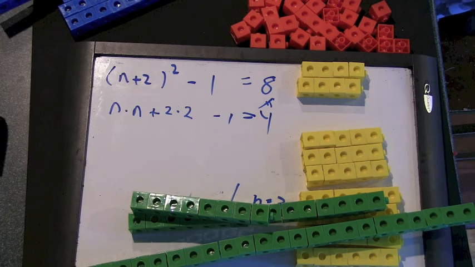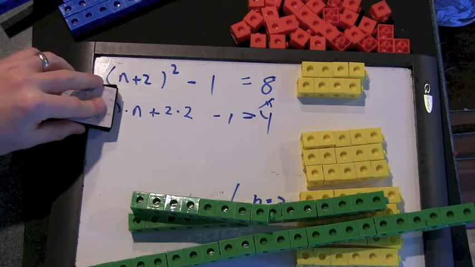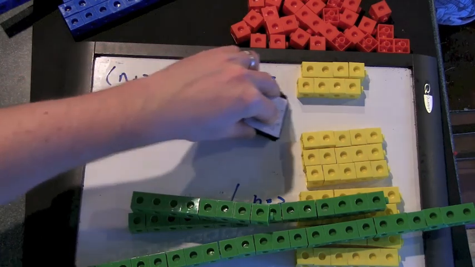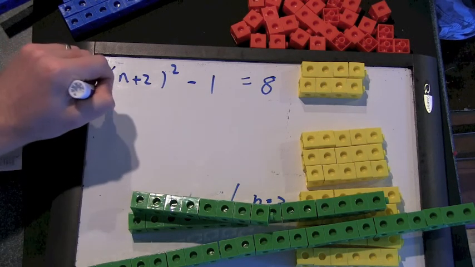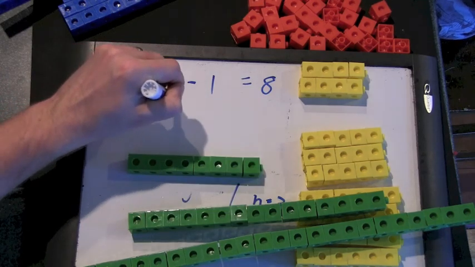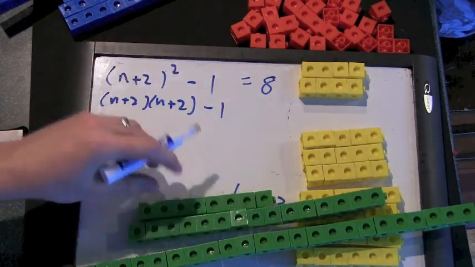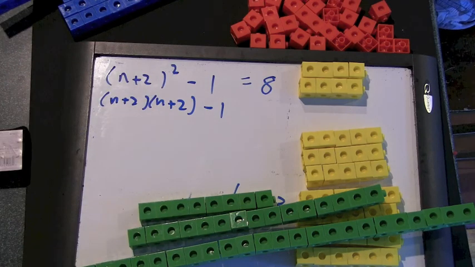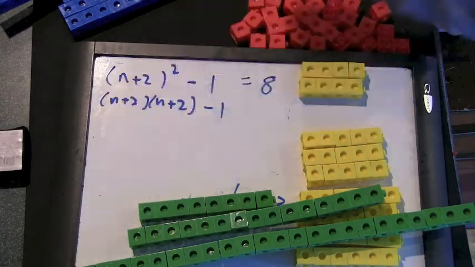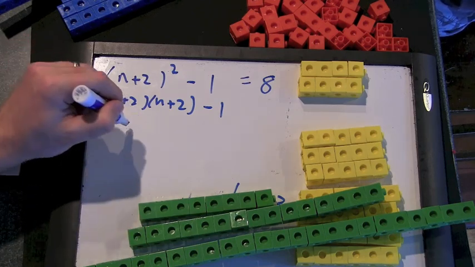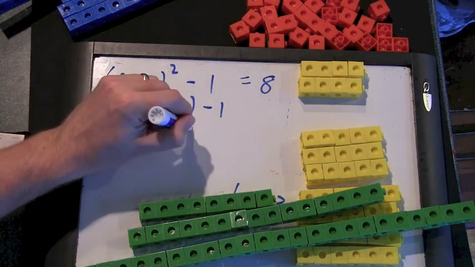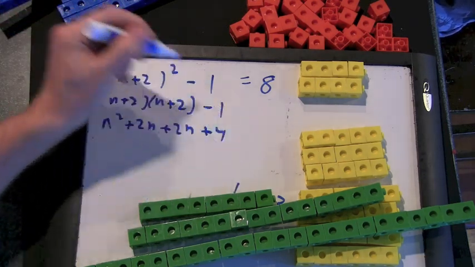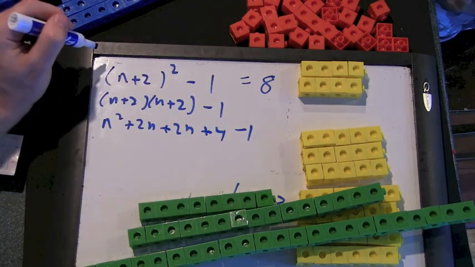No. But let's go back to what does n plus 2 squared mean? What does 3 squared mean? It means 3 times 3. So what does n plus 2 squared mean? It means n plus 2 times n plus 2. And then we have that minus 1 later on. So how do I multiply n plus 2 times n plus 2? Well, you have an n squared plus 2n, then plus another 2n plus 4 minus 1. So it looks like it does relate.